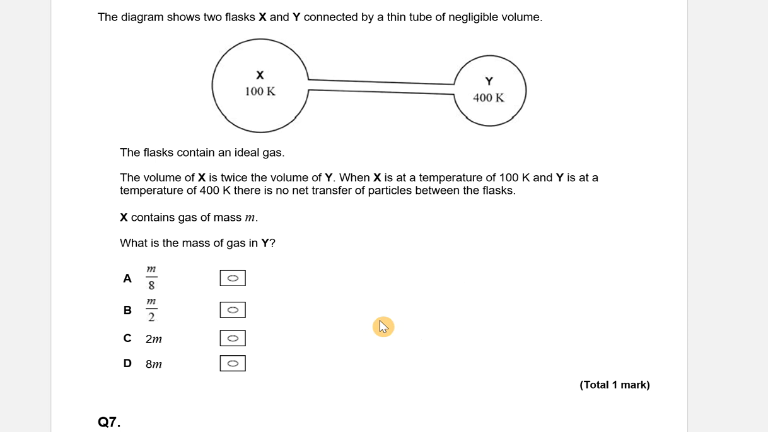Hello, another AQA A-level physics problem from the thermal physics topic. If you want to answer the question yourself, pause the video now. If you got the answer right, well done.